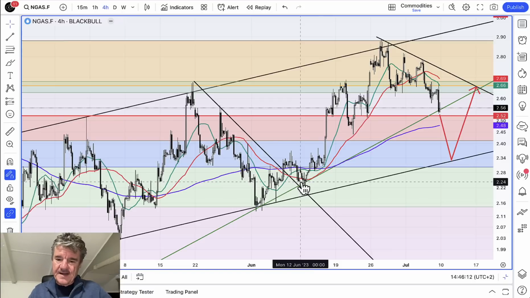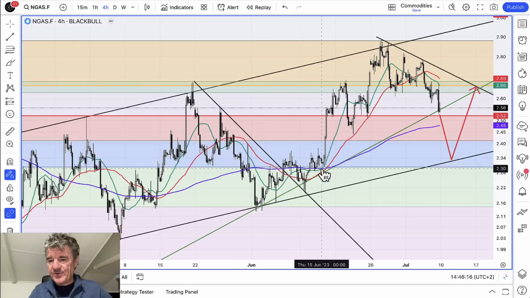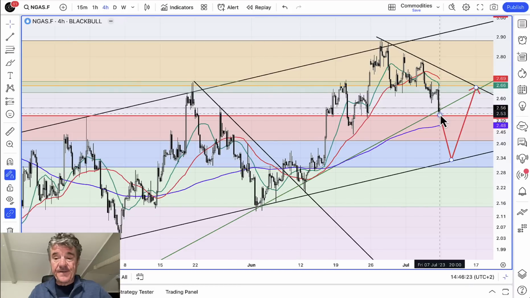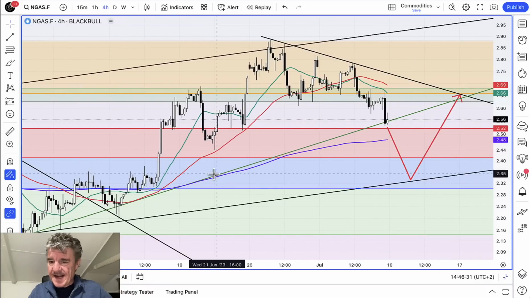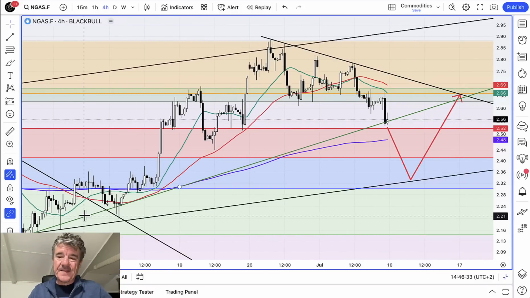So if you draw this trend line up through here, through these real bodies, you can see we've bounced back onto that trend line now at $2.55, and we've actually bounced off it with a real body. So that trend line has not only cut off the wicks down here, but it's also kind of cut off the very tiny wicks at the current price.